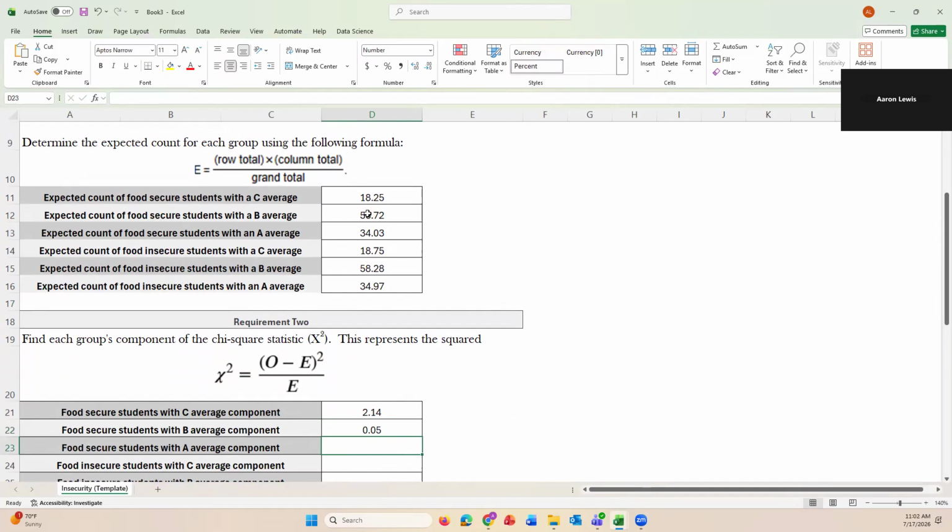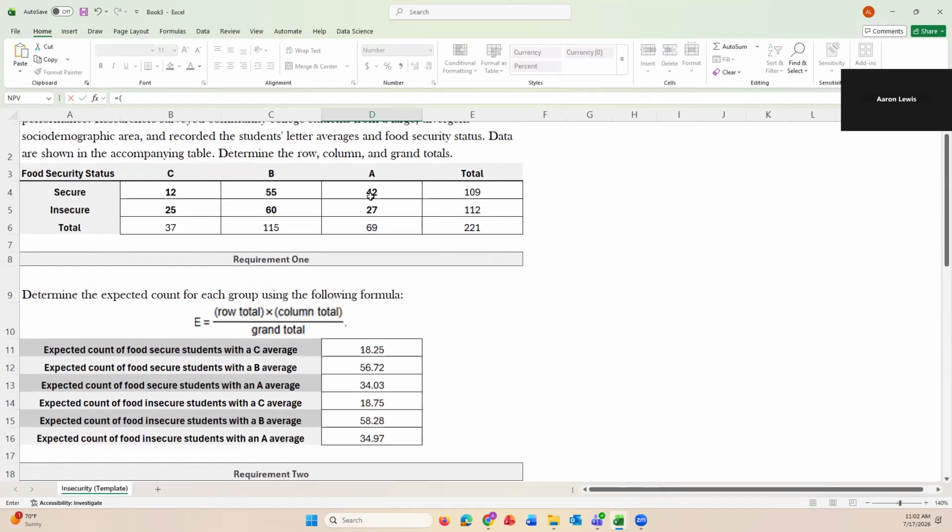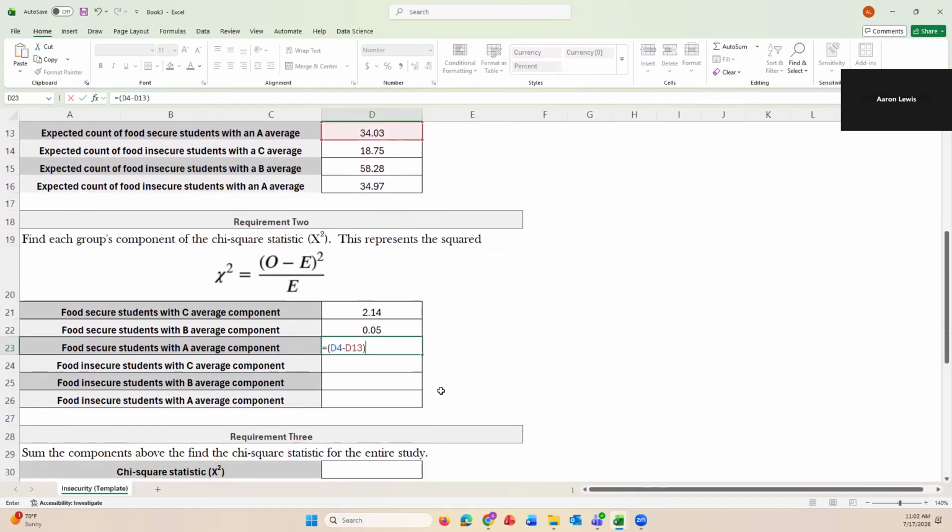For food secure students with an A average equals, open a parenthesis, the observed amount in our study was 42 students that were in that intersection, minus our expected count, which was 34.03, so way more than we expected. Square that difference and divide by the expected amount, 34.03, and we get 1.87.